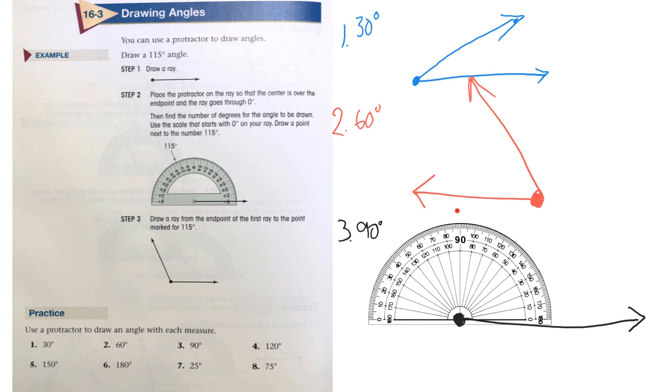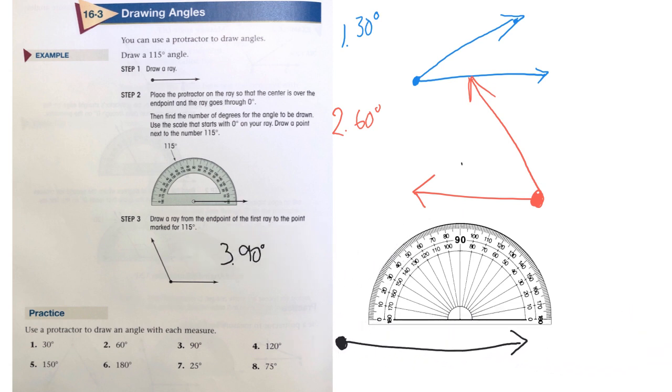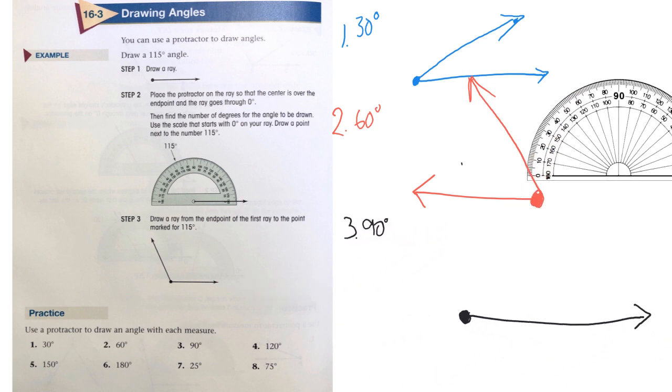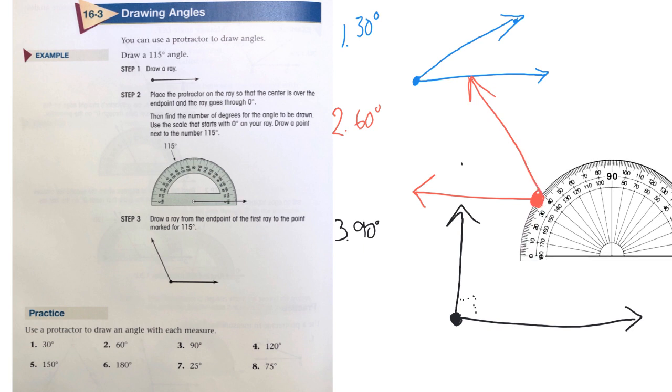So 90 degrees would give us a tick mark up here. So we can have a line that goes straight up. Get my protractor out of the way. Bring number 3 back. And the line goes straight up. So this is a 90-degree angle.